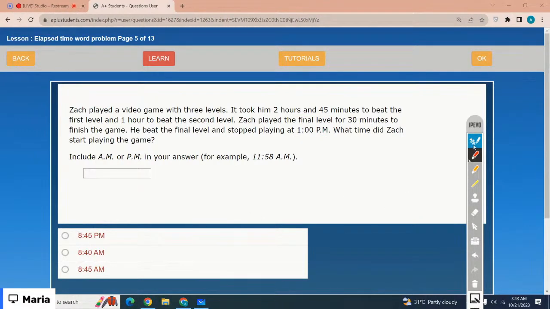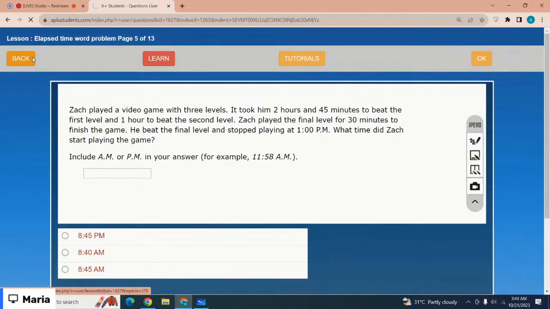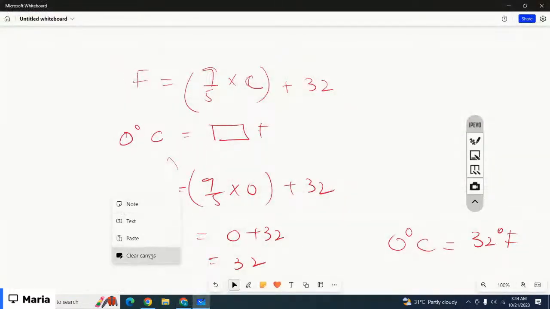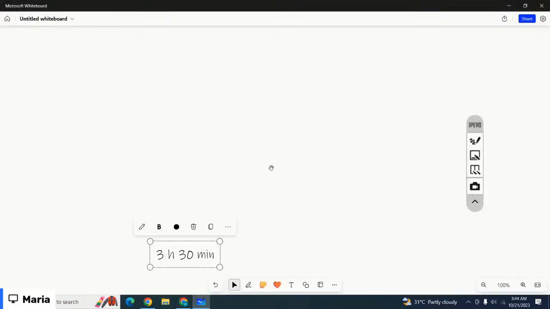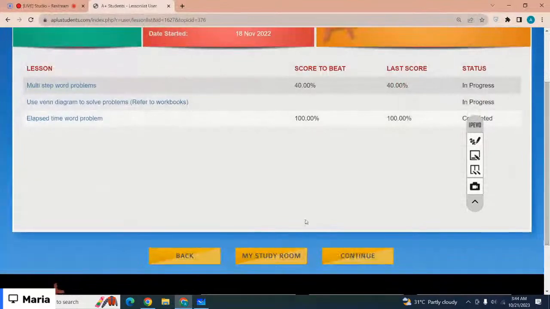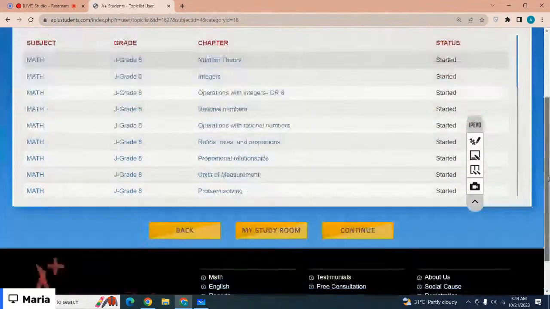Okay, we are done with the lesson. You can complete the lesson by yourself later today. So we were working on the date math chapter. We have started with the chapter unit of measurement. The lessons we have covered from the unit of measurement are precision and convert between Celsius and Fahrenheit. Then we have started the chapter problem solving. The lessons we have covered are multi-step word problems and elapsed time word problems. So please make sure before the next session you complete all the practice questions for the lessons we just did.